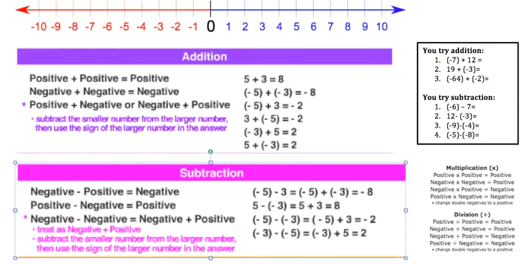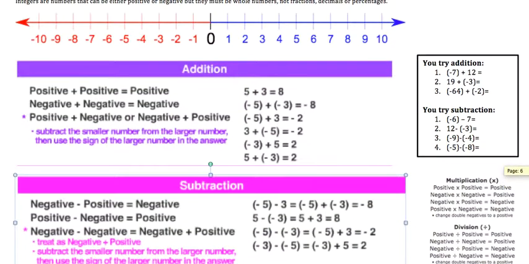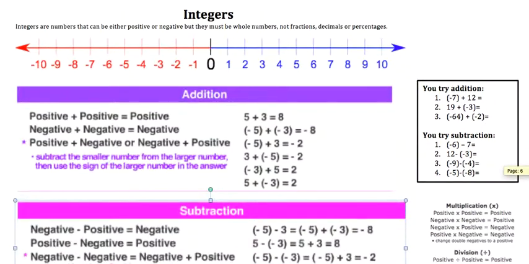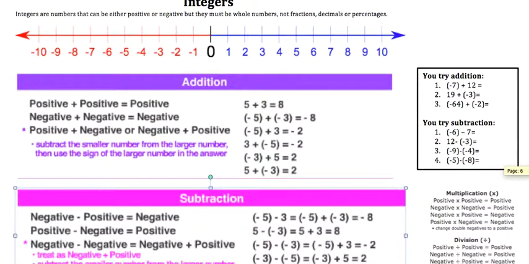Okay, so multiplication and division. These actually are surprisingly easy when you get your head around it. So if you have a positive times a positive, like let's say 3 times 7 equals 21, it's a positive 21. But if you have -3 times -7, it would also be 21.